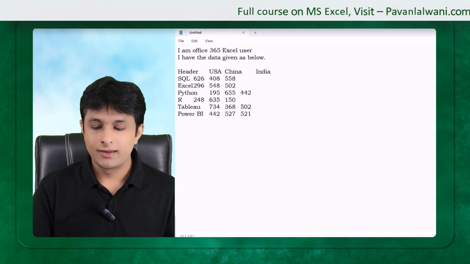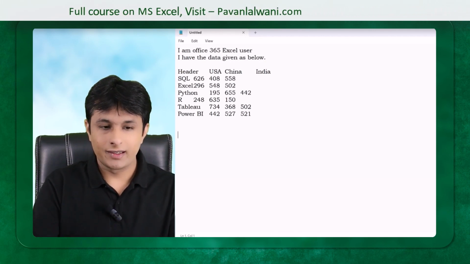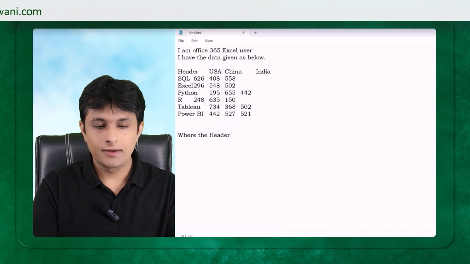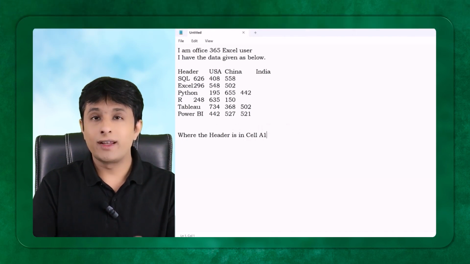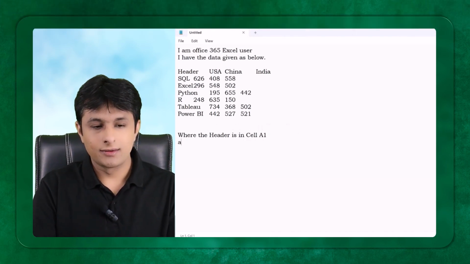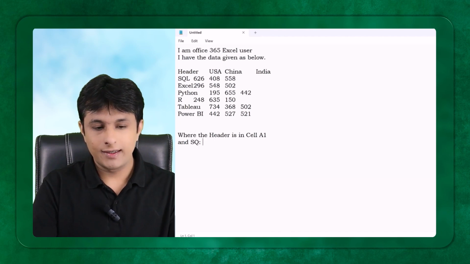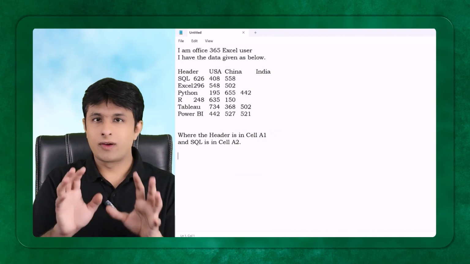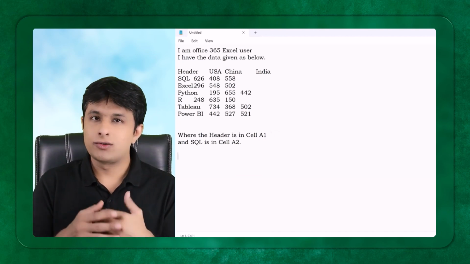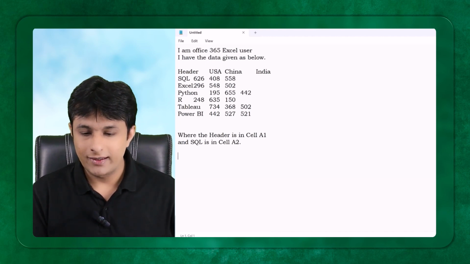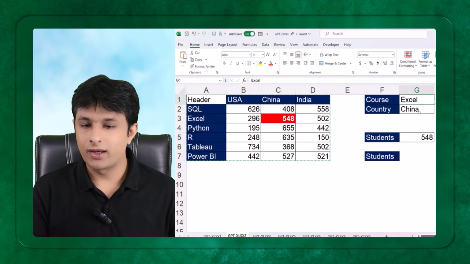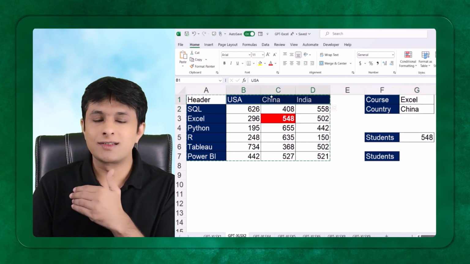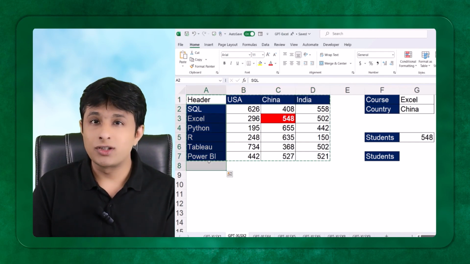Now I have to tell them the location of this data. I can tell them that the header is in cell A1 and SQL is in cell A2, right? So I've given the location of the data set. Now, I will also ask the question: suppose I select the country name and the course name, I should get the answer here. But it should understand, right? The country names are given in the column headers and the course names are given in the row headers.